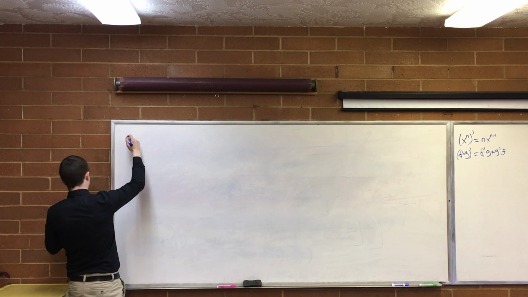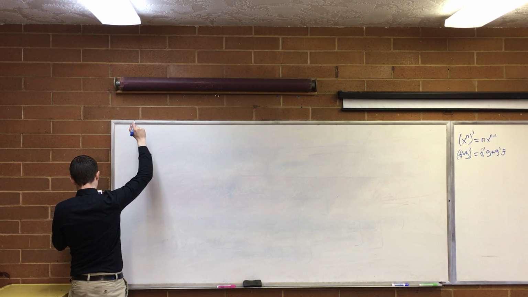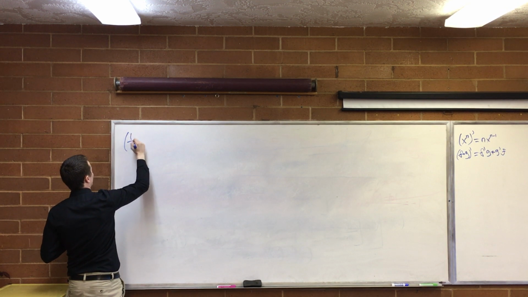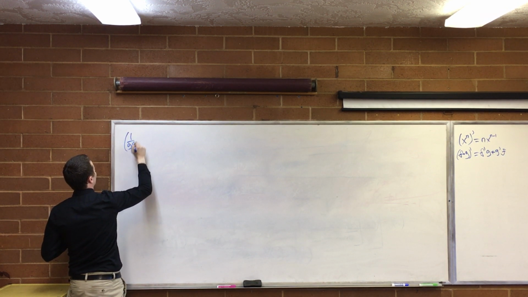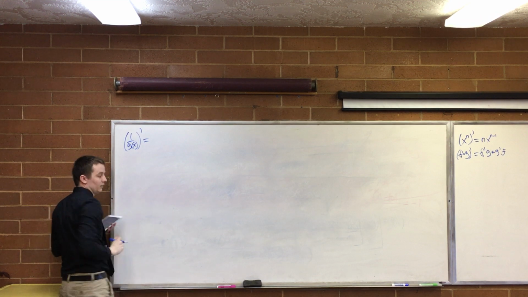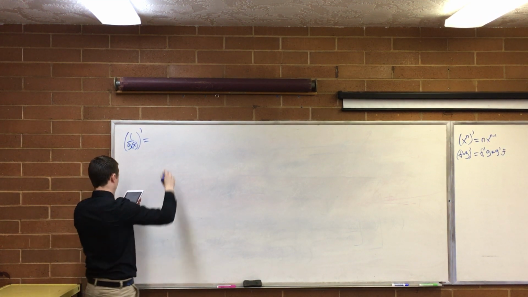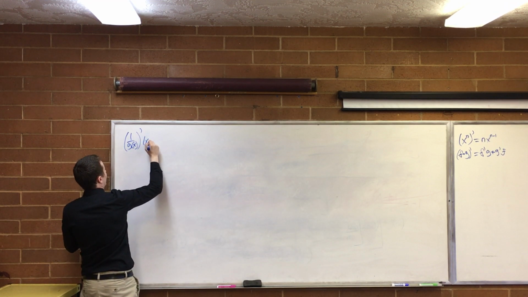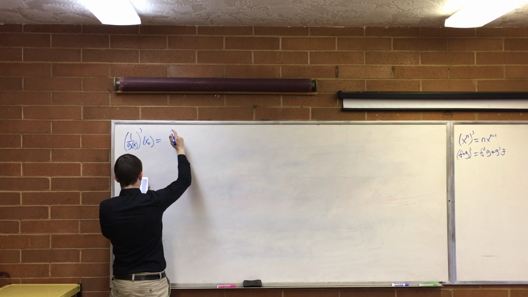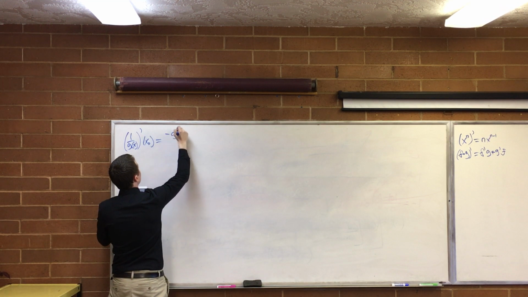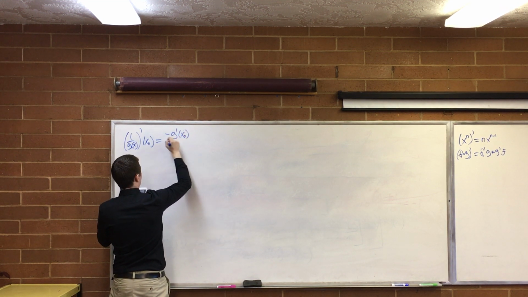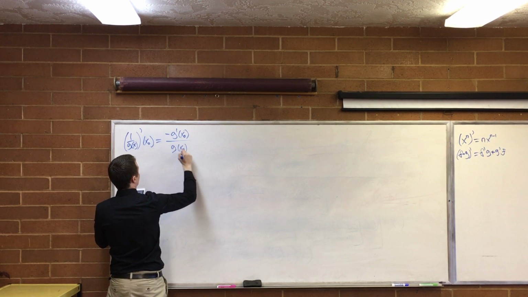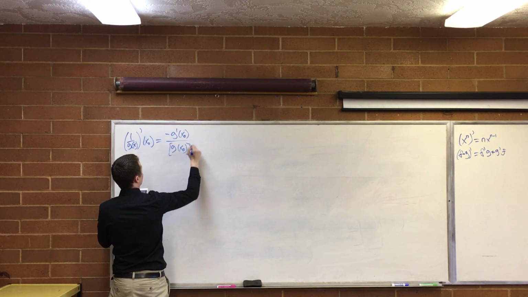So now we want to do the derivative of 1 over g of x. The derivative of that at x naught is equal to negative g prime of x naught over g of x naught squared.